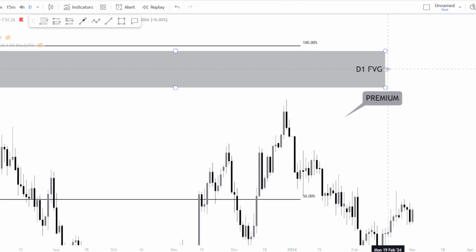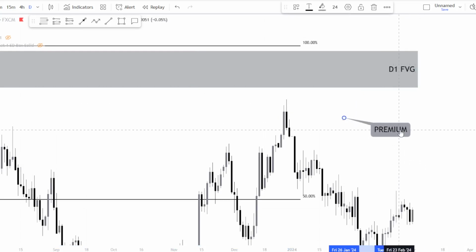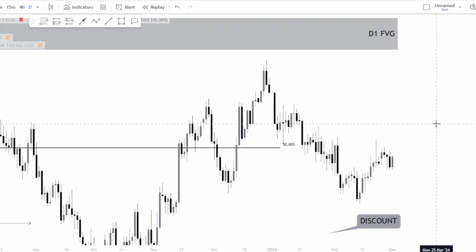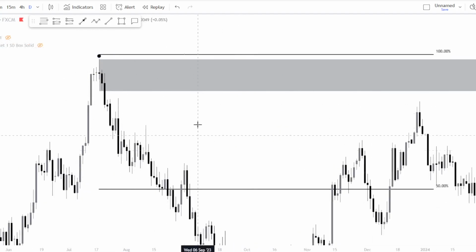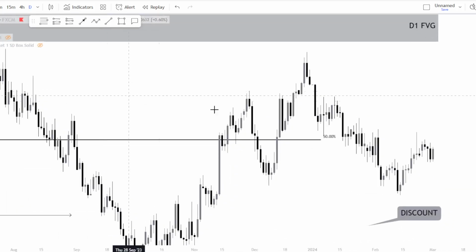And what makes this a valid fair value gap or POI is the fact that it's in the premium zone over here. So what we need to understand is that we have a premium zone that's left a fair value gap. Price will look to rebalance the fair value gap at some point in the future.